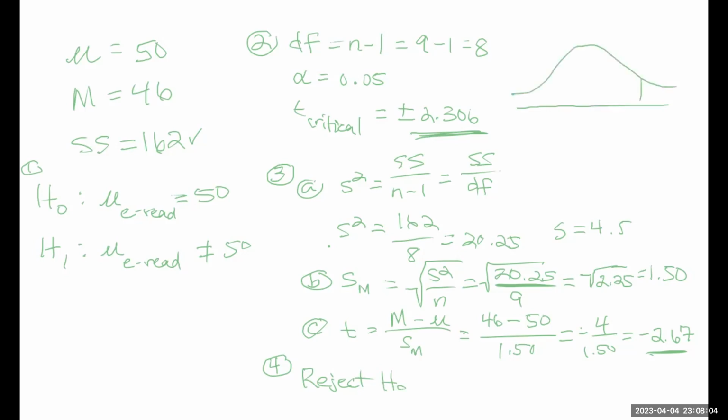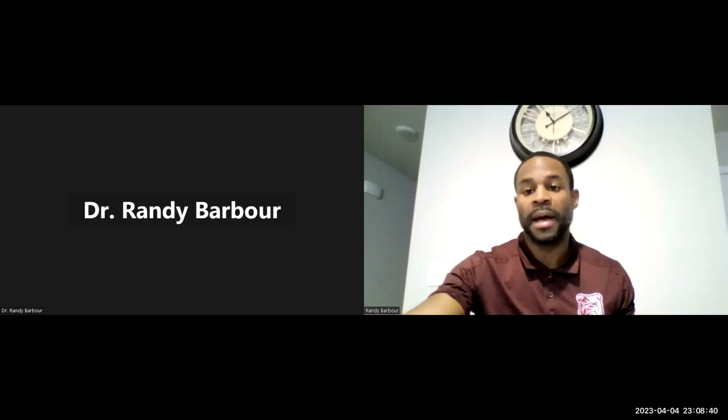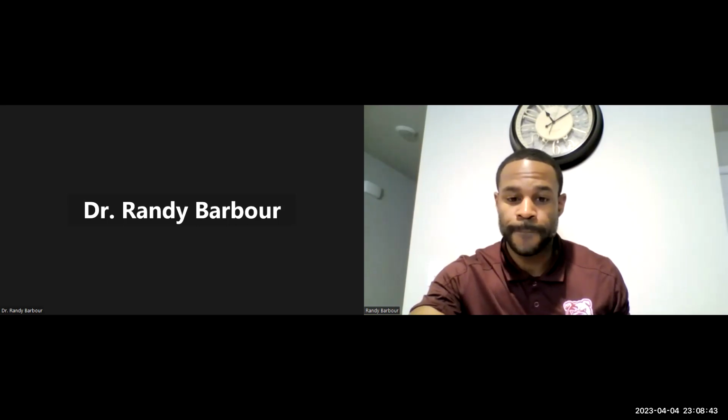All right. So if I were to draw this out for those who need to see it visually, this would be the shaded region. This would be 2.306. This would be negative 2.306. That would be positive. And so my value right here of negative 2.67 would fall well into this critical region right there, okay? So we got an understanding that that's how that works. All right, so let me go back to my slides and stop sharing, and then we'll come back to that.